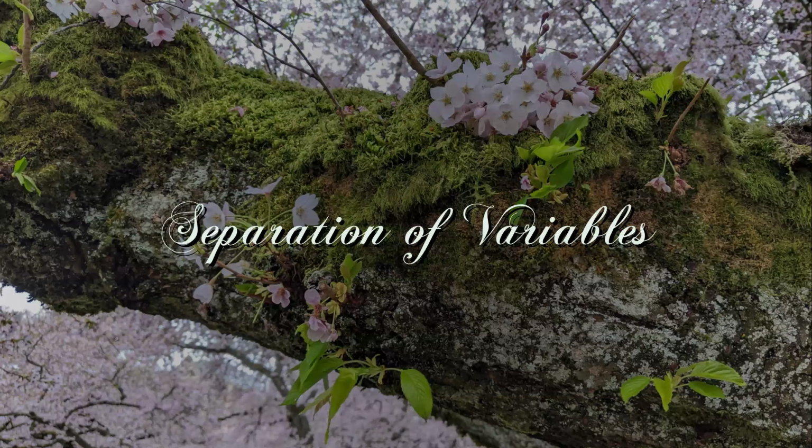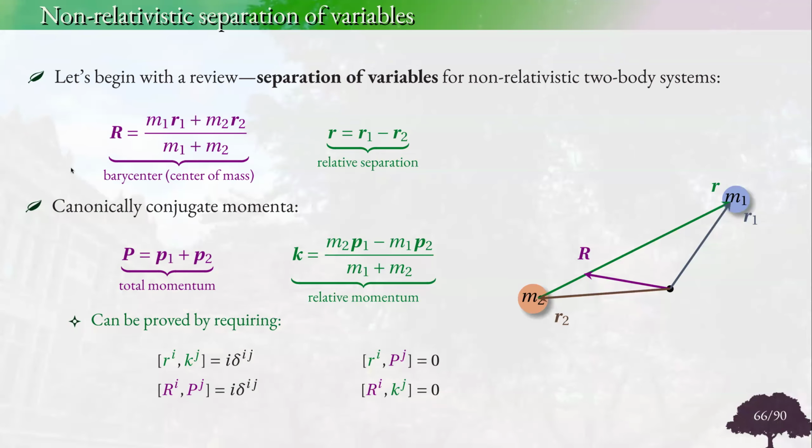So the next thing I want to look at is light front quantum mechanics, still not quantum field theory, with two bodies and separation of variables for that. I'm going to look at a really elementary review first: separation of variables for non-relativistic two-body systems. You define a barycenter, a center of mass, by weighting the positions of your two particles by their respective masses and dividing by the total mass.